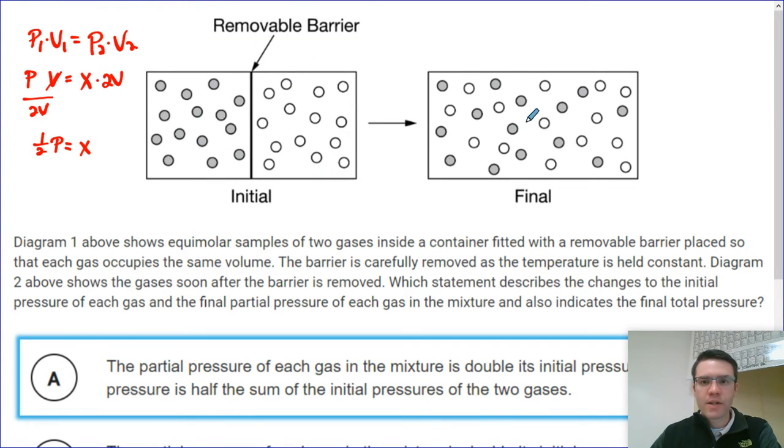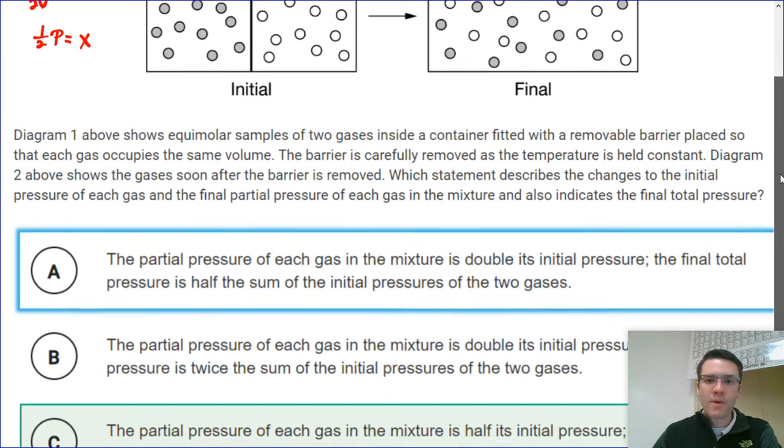Well, the total pressure in the container is the sum of the partial pressure of each gas, and this is Dalton's law of partial pressures. P total in the container is the partial pressure of G for the gray gas plus the partial pressure of W for the white gas. The partial pressure for the gray gas is going to be 1/2 and the white gas will be 1/2. So the total pressure in the container gets cut in 1/2, a factor of 1/2 on both of these.